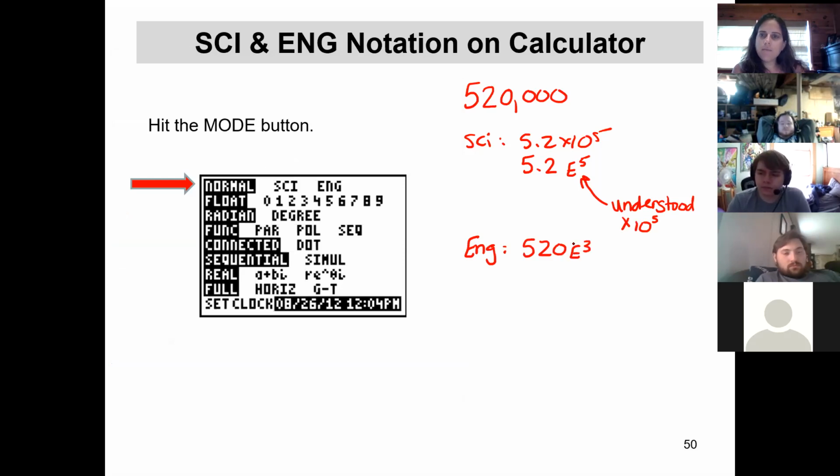Is that what we have? 520, because when you're doing engineering notation, you could have only moved the decimal place 3 places. If you moved it the next 3, it would have made a number smaller than 1. So we have 520 e to the 3rd. So then we can do thousands, millions, billions, and so forth using engineering notation. Okay, any questions on that?